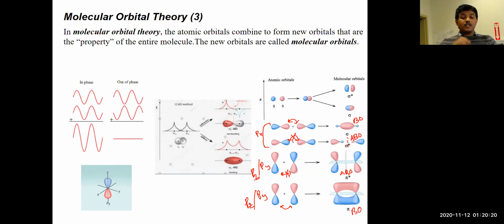As a result, each single atomic orbital will result in one antibonding molecular orbital and one bonding molecular orbital. That's why an S orbital results in two molecular orbitals, one bonding and one antibonding. And that's why a P orbital results in two molecular orbitals. One of them is bonding, one of them is antibonding.